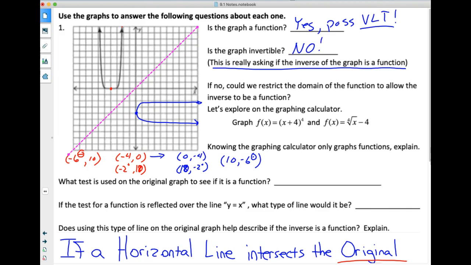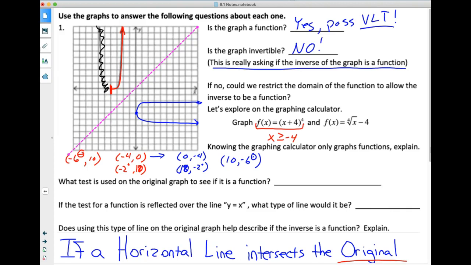Well, what that means is right here where my vertex is, can I restrict the domain? Let's say I just pick this half. Restricting the domain, I'm saying this original function is only going to be good for x's that are greater than or equal to -4, because that's where I cut it off here at -4. And let's envision in our heads, we cut it off so this isn't even on here.